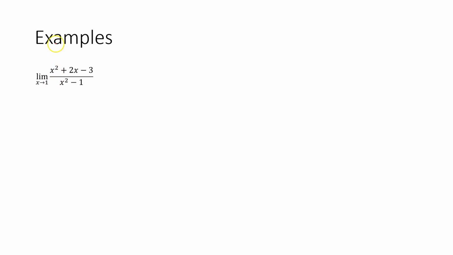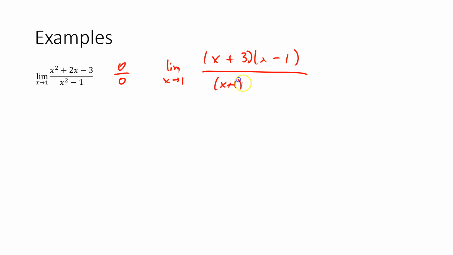So this guy, if we plug in 1 on the top, 1 plus 2 minus 3 is 0. Looking suspicious. On the bottom, we also get 0. So this guy, let's see if we can factor it. So we'll have the limit as x approaches 1. On the top, looks like we have x and x. 3 I can only get with a 3 and a 1. And we need one of them to be positive. Looks like plus 3 minus 1 will get us to positive 2. And then on the bottom, x squared minus 1 is x plus 1 times x minus 1. The x minus 1's cancel.